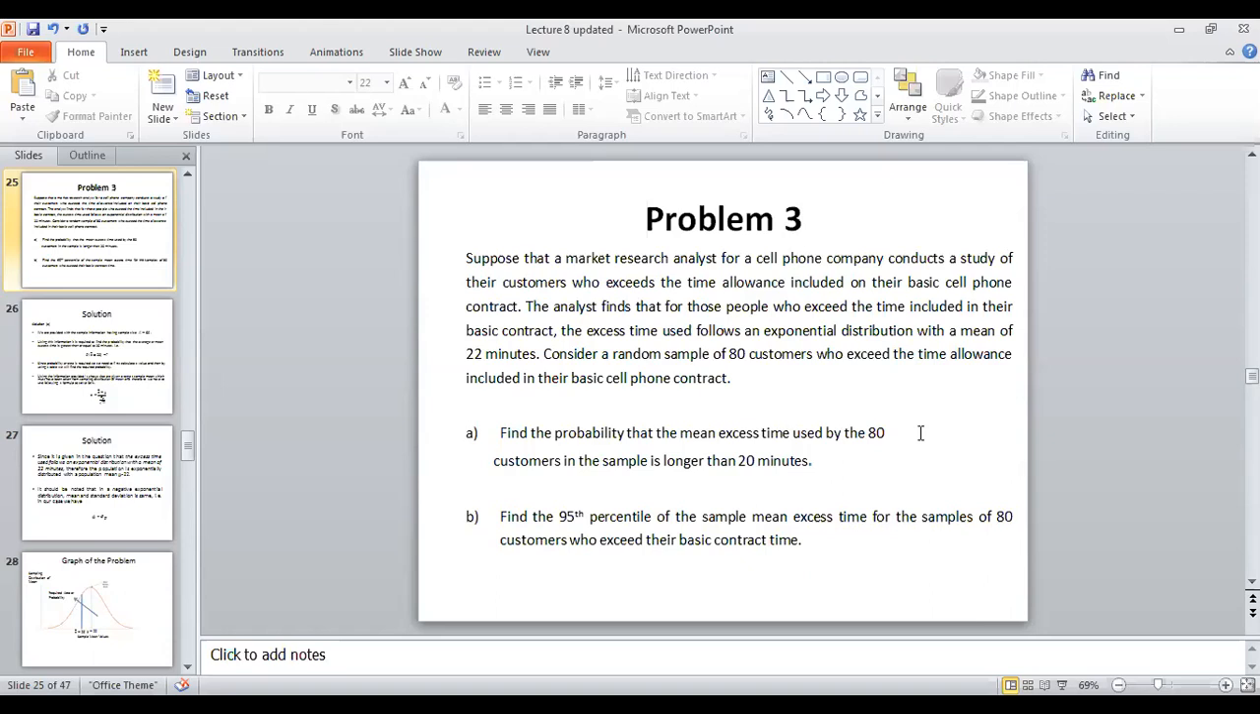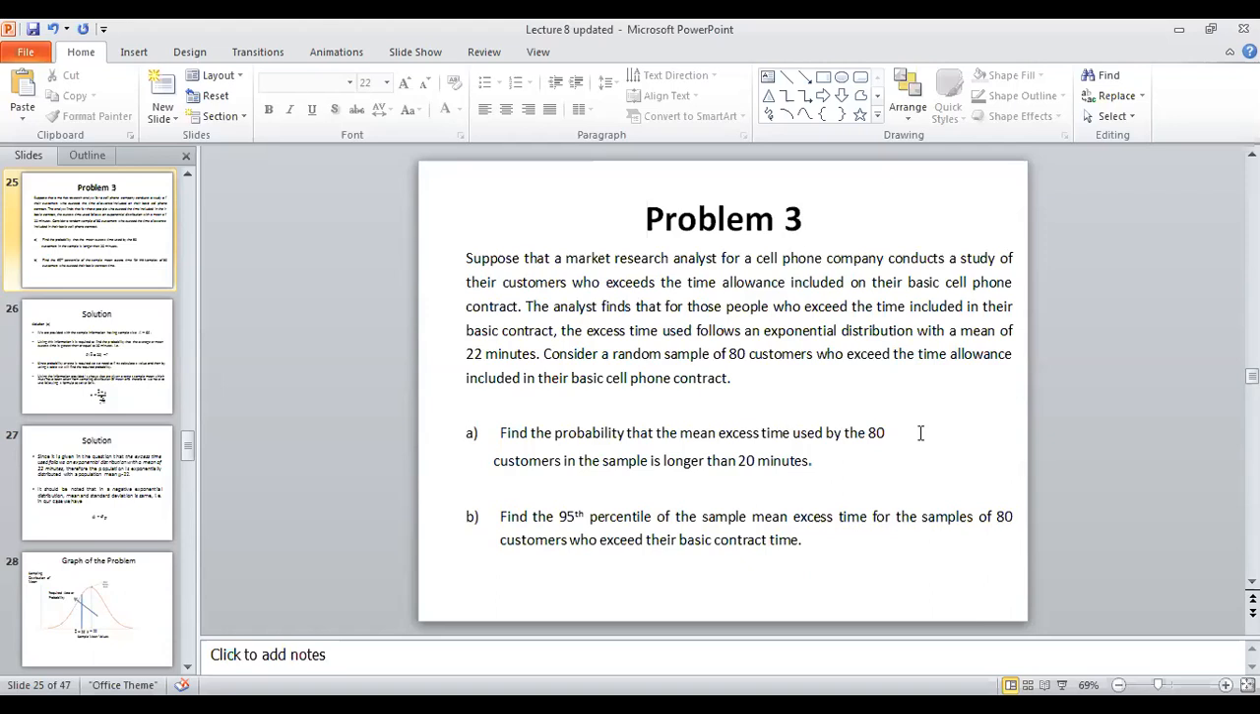Okay. In part B of the question, we have to find the 95th percentile of the sample mean access time for the samples of 80 customers who have exceeded their basic cell phone contract. Now remember this thing, that in this question, the sample means indicate the means of the access time, right? So the physical quantity is the access time whose means have been taken, and definitely this would formulate a sampling distribution of the mean. And we are just provided one such sample from that sampling distribution of the mean.